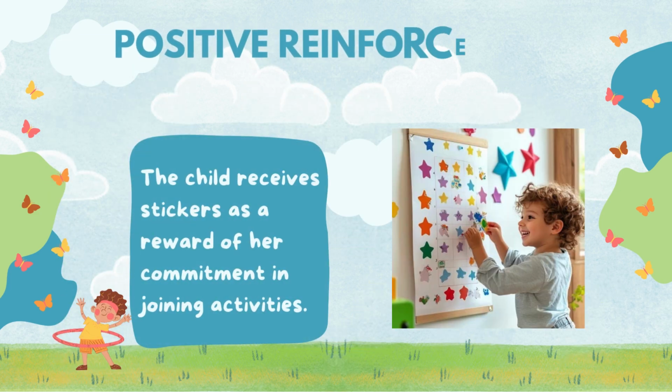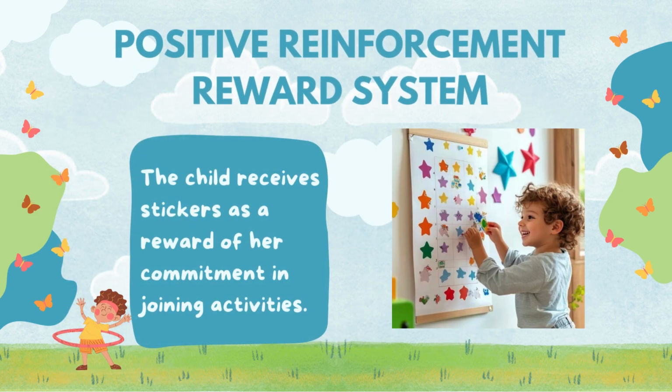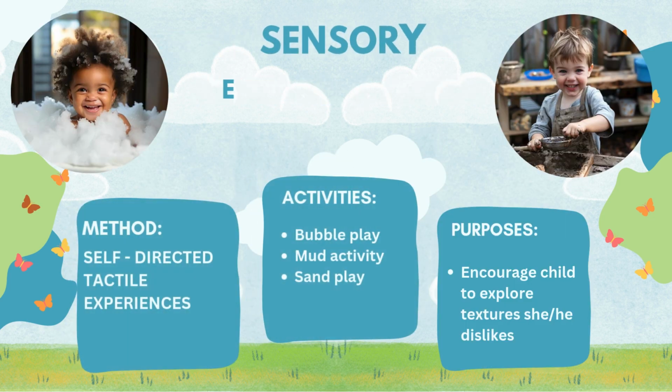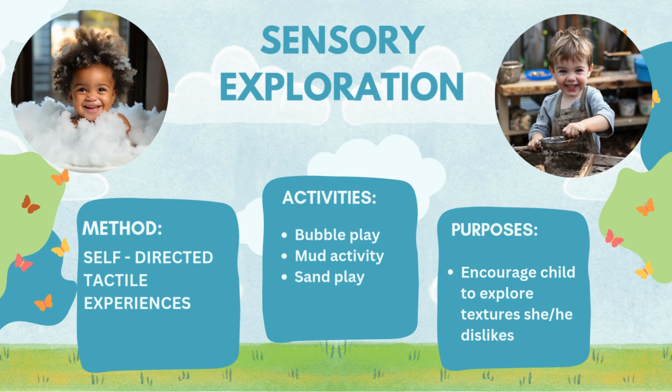Next is the positive reinforcement reward system, which is a method to teach children about good behavior by giving them a reward for it. For this case, we will give stickers to the children as a reward for their commitment in joining the activities. Lastly, sensory exploration.